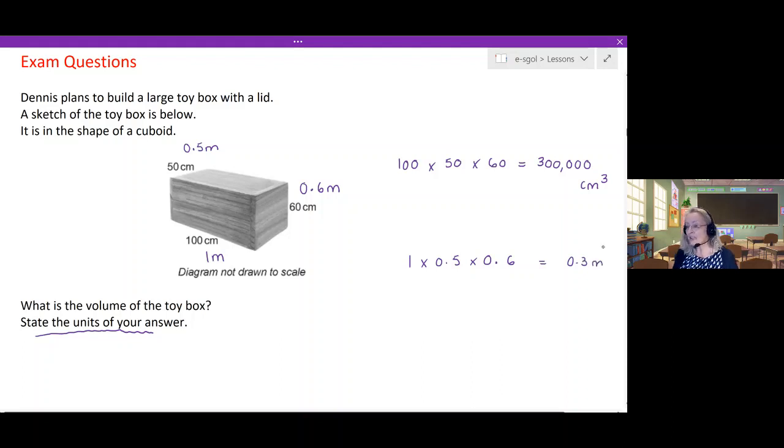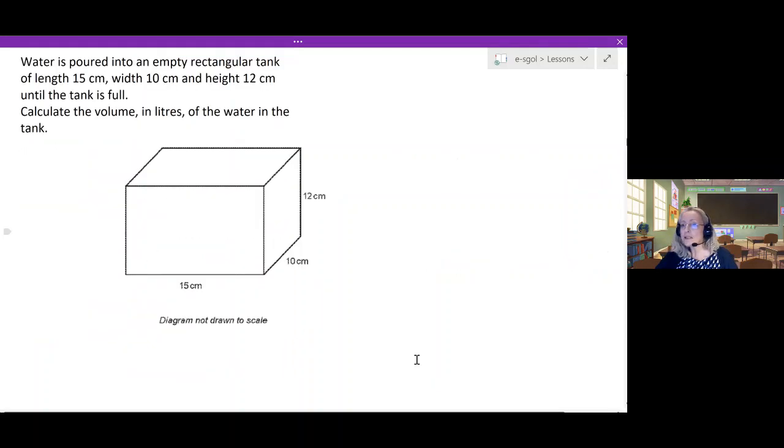And the interesting thing here is that you have to remember that although 100 centimetres is a metre, 100 centimetres cubed is not 1 metre cubed. So that's something that we've got to be careful of, and we'll have a look a little bit more at that later on. So this is the next question.